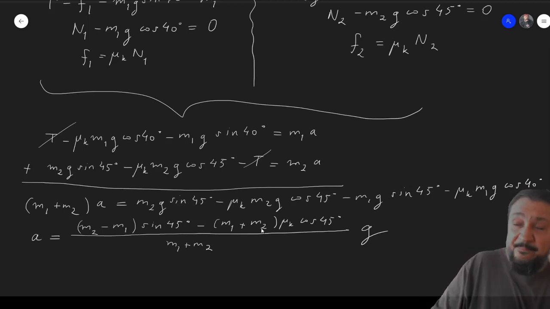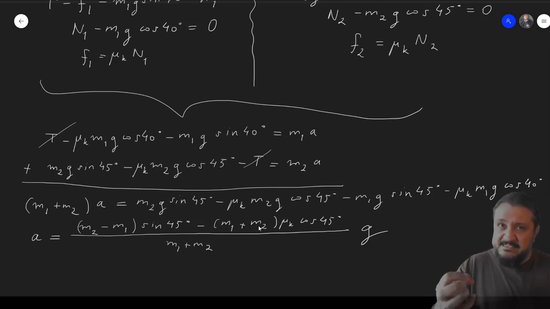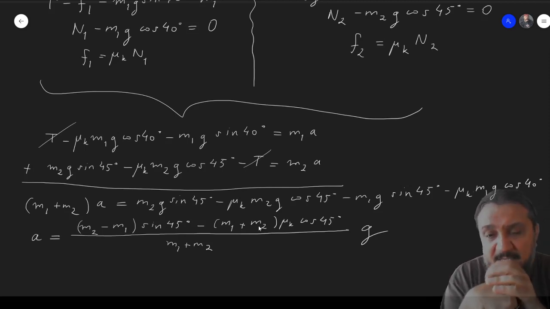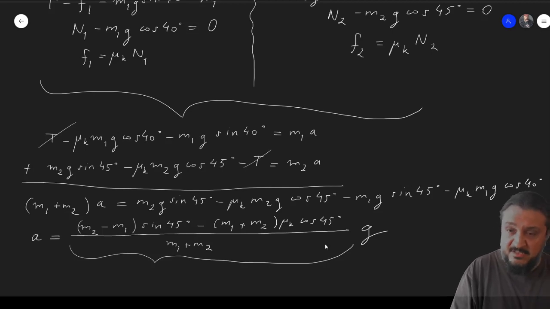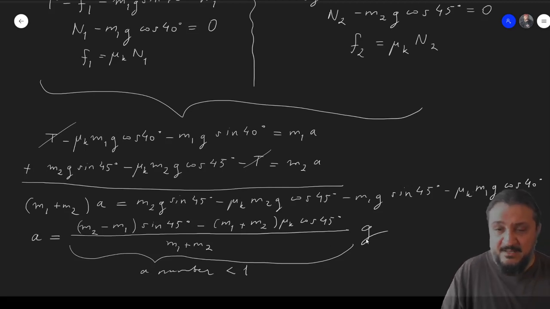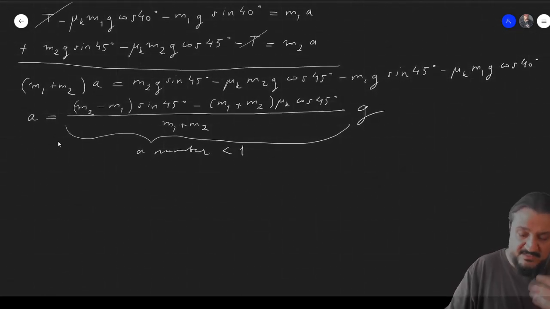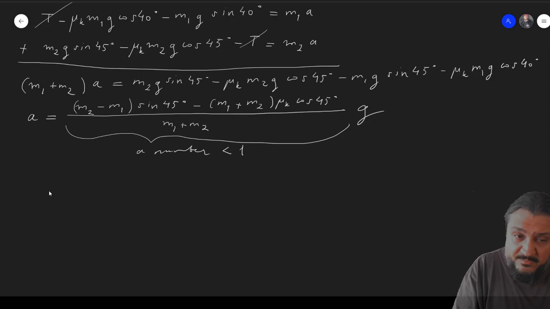And for the friction, I have m1 plus m2, not minus, because for both masses, friction is in the other direction to that in which they are moving, right? So it's opposing it. Okay, and then this whole thing here will be a dimensionless number again. Just a number less than 1, so that a will be less than g. Okay? So if you have this answer, and it makes sense, for the reasons that I told you earlier, this is just the application of Newton's second law. You can plug in the numbers. That's all you have to do.